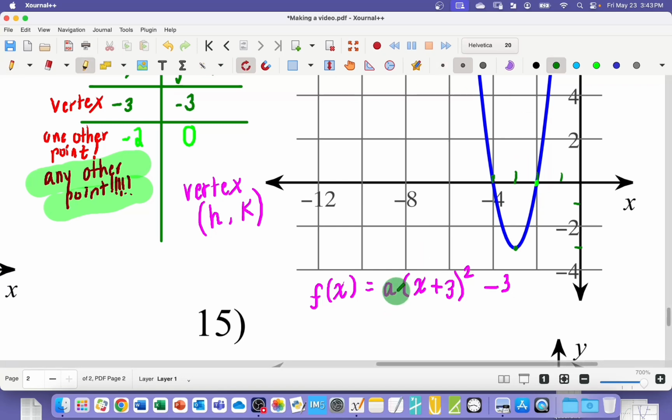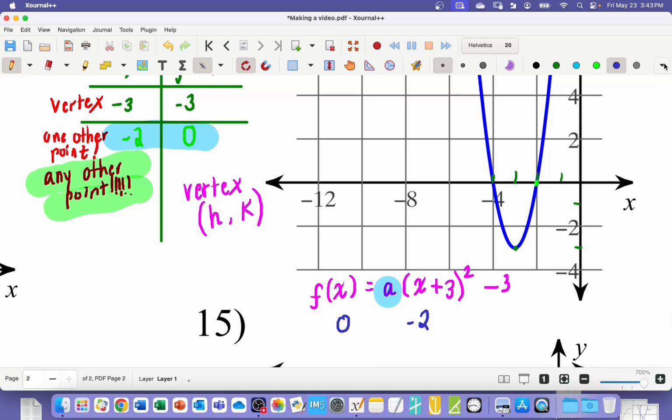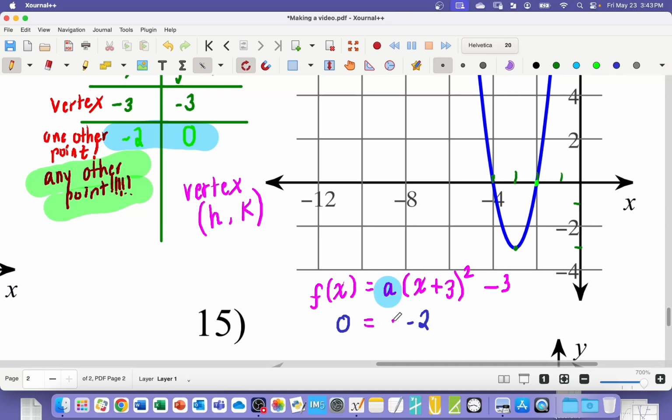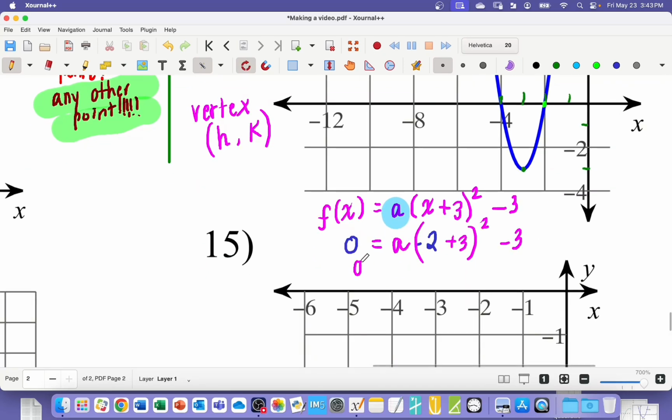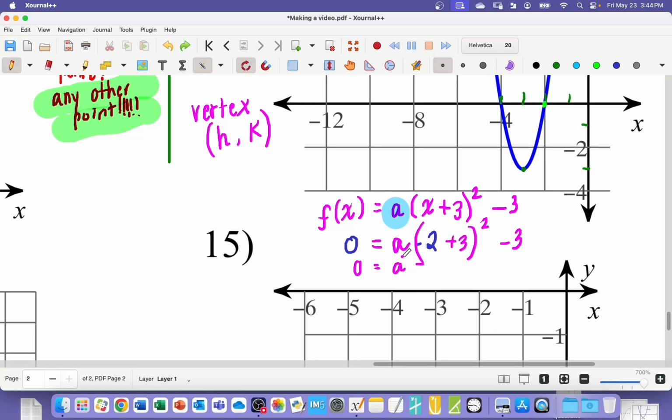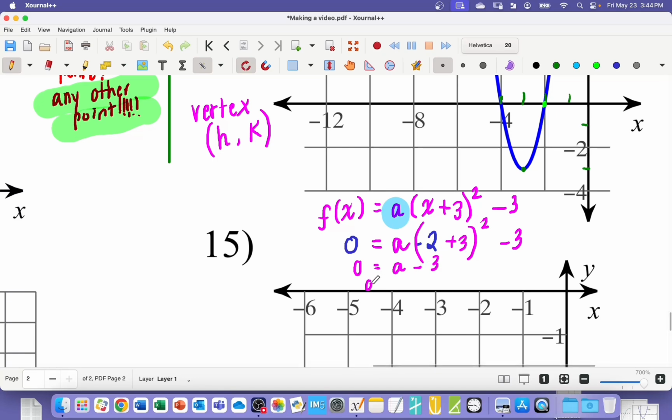Okay, so how on earth am I going to find my a? Well, I actually have an input-output pair. When x is -2, the output is 0. Let's fill in everything else we had. So solving for a, 0 equals a times 1 minus 3. A equals 3.